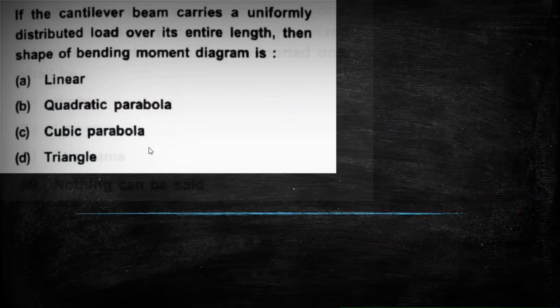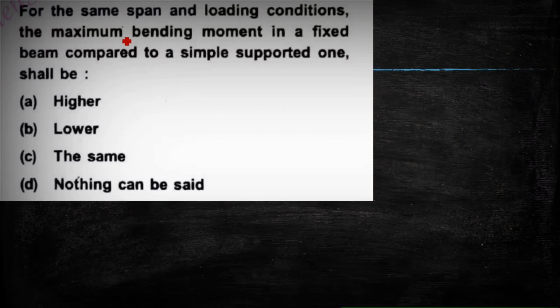So moving to the next question, we have: for the same span and loading condition, the maximum bending moment in a fixed beam compared to a simply supported one shall be option A higher, option B lower, option C the same, option D nothing can be said. So in case of fixed beam, the bending moment is generally lesser than simply supported beam, and so the correct answer will be lower.